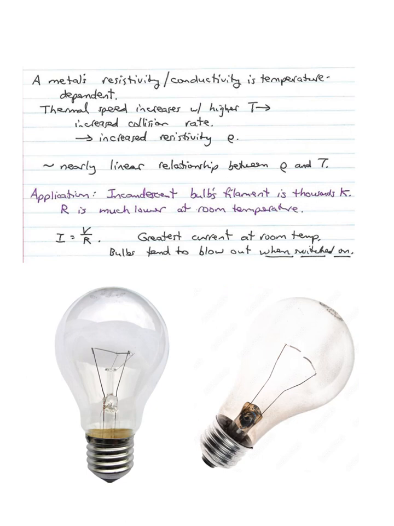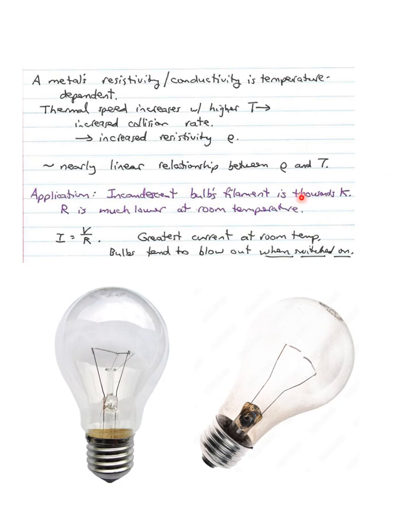A metal's resistivity or conductivity, remember those are just reciprocals of each other, is dependent on the temperature. Thermal speed increases with higher temperature, and that means there's an increased collision rate between the electrons and the ions. And that means there's increased resistivity and increased resistance. There is a nearly linear relationship between resistivity and temperature.